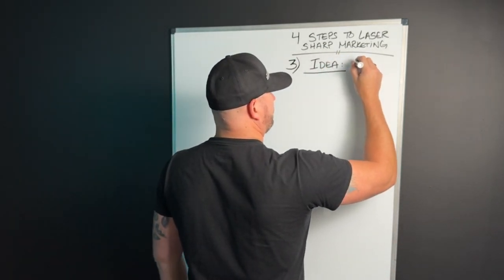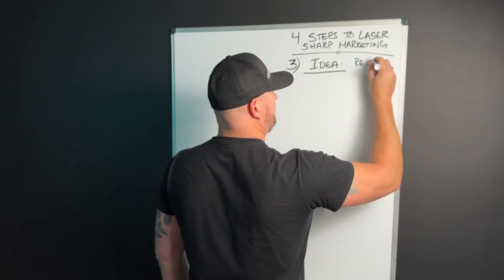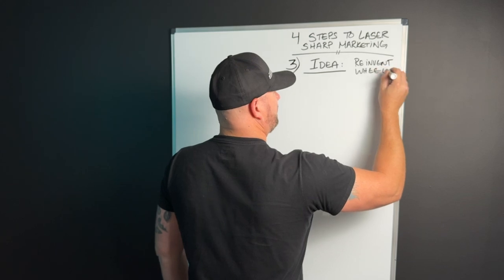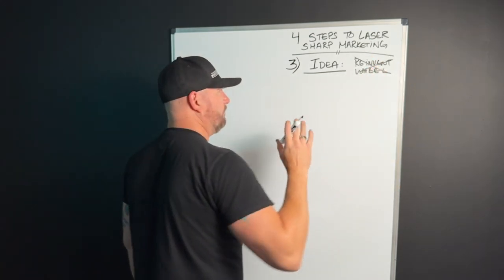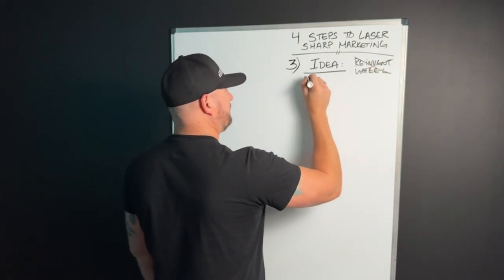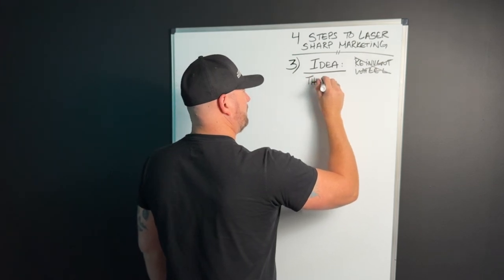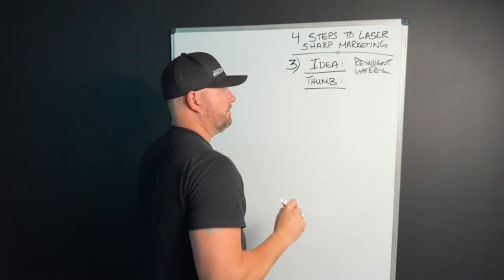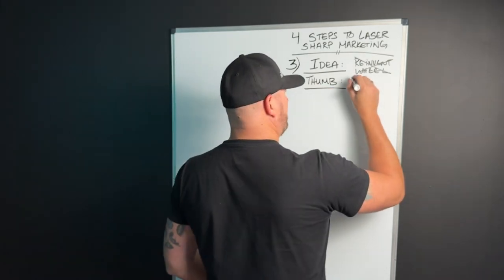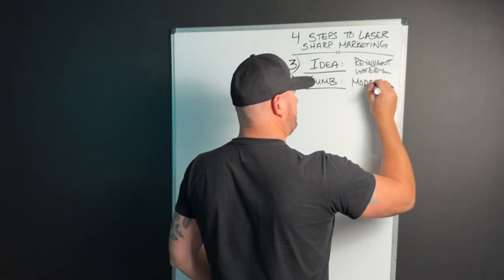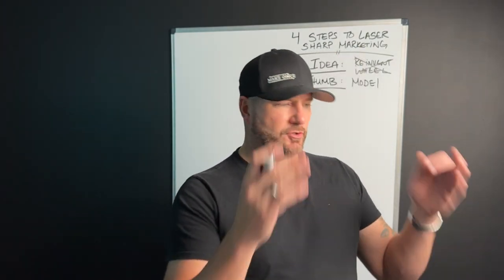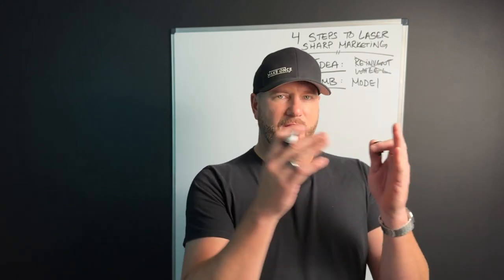Idea: don't reinvent the wheel. We don't want to do this. Go find what works. Next, thumbnail. Model the top thumbnails. Don't get cute here. Just go look at what's working and model it.